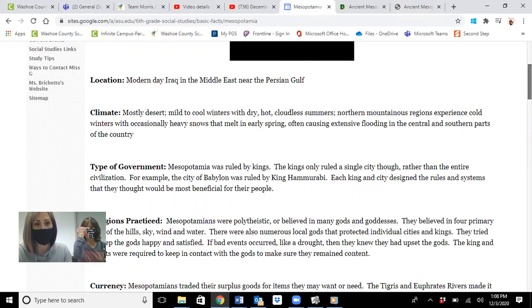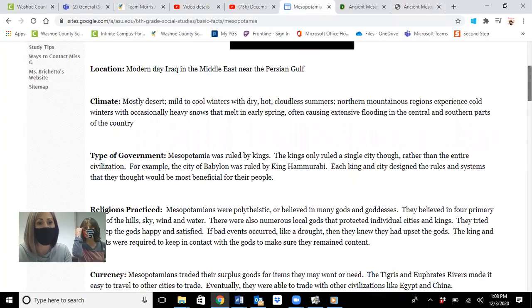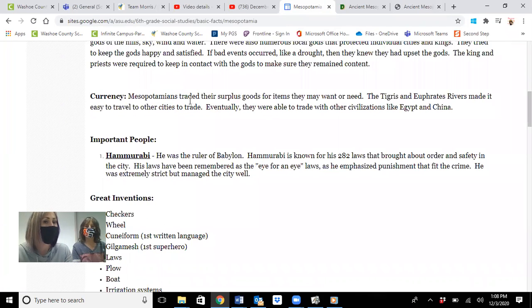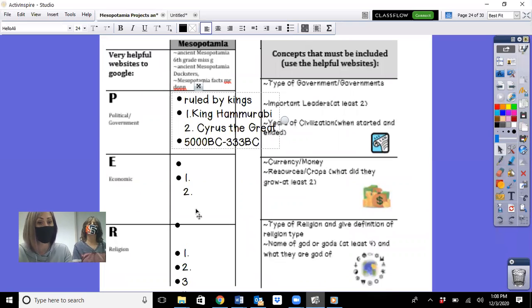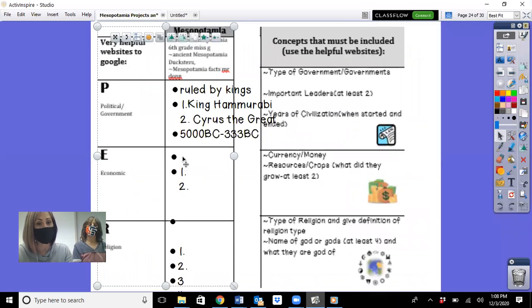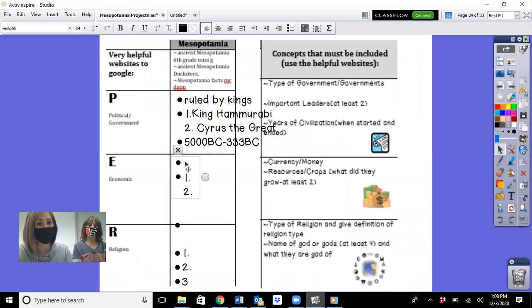So we're looking for money system, currency, right there. Mesopotamians traded their surplus goods for items they wanted or needed. The Tigris and Euphrates River made it easy to travel to other cities to trade. So basically, they didn't have a money system. It was all through trade. It's like, hey, I'll trade you this for that.